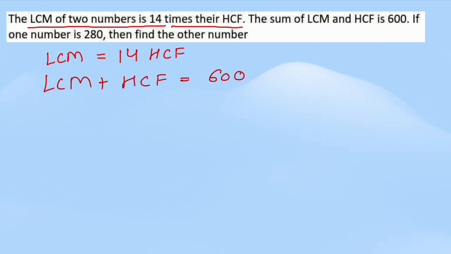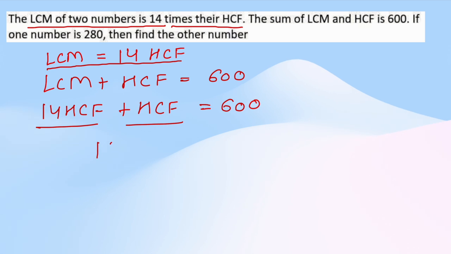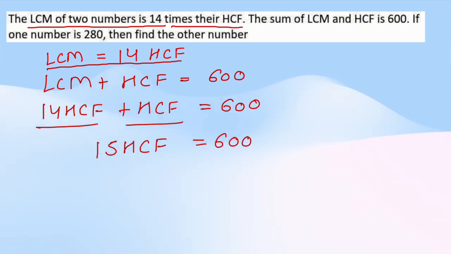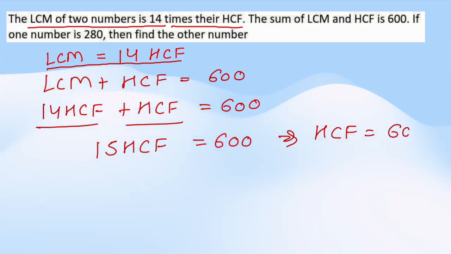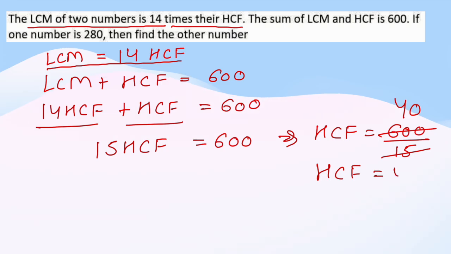Now in place of LCM, I can write 14 HCF. So 14 HCF plus HCF equals 600. Now 14 HCF plus HCF means 15 HCF. So 15 HCF is equal to 600. Now HCF is how much? 600 by 15. If I solve this, I am getting 40. So HCF I know it is 40.